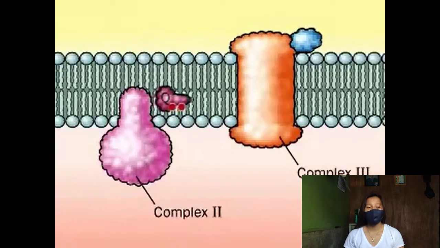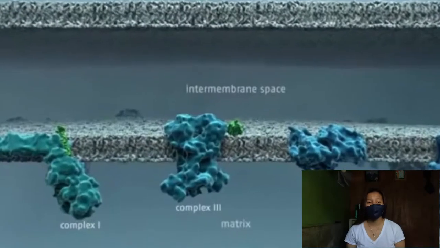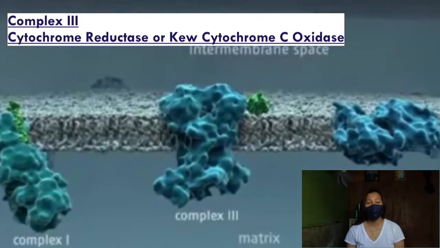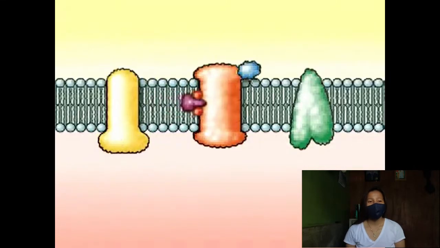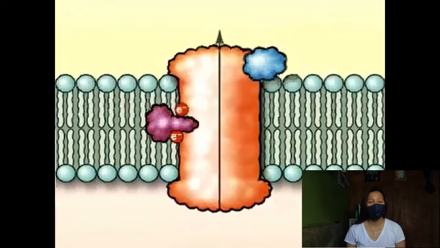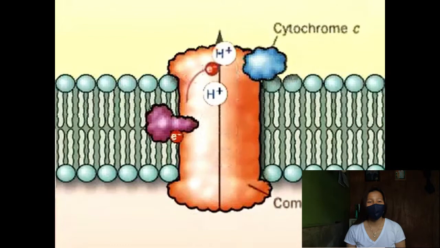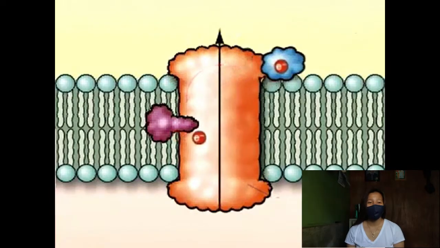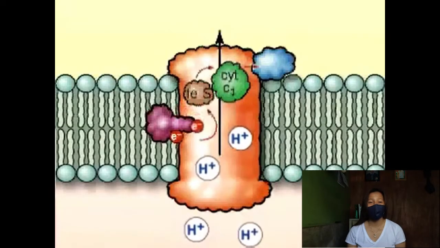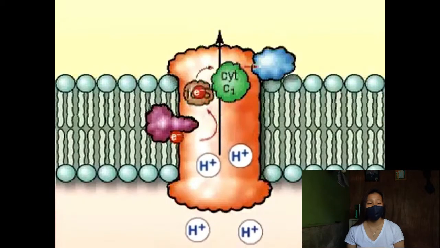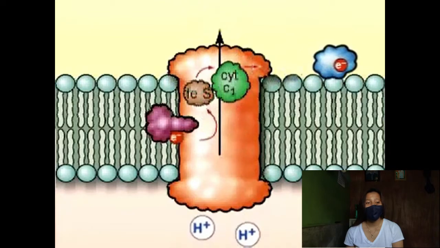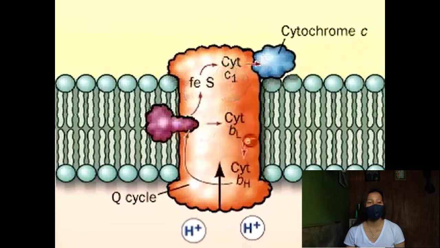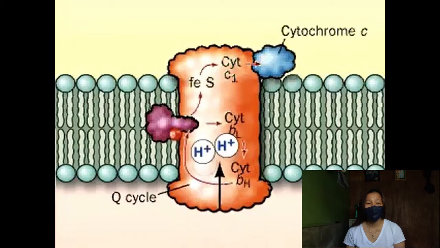Therefore, less ATP is produced with this. Complex 3 is also known as the Q-cytochrome C oxidoreductase. Complex 3 couples the transfer of electrons from ubiquinol or QH2 to cytochrome C. The main job of this complex is to accept the electrons that come from complexes 1 and 2 and transport them to cytochrome C, and then cytochrome C transports the electrons from complex 3 to complex 4 of the electron transport chain.